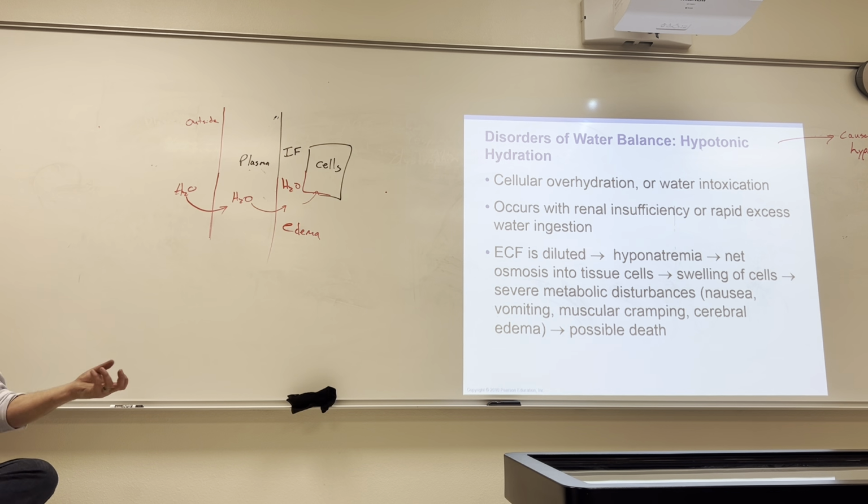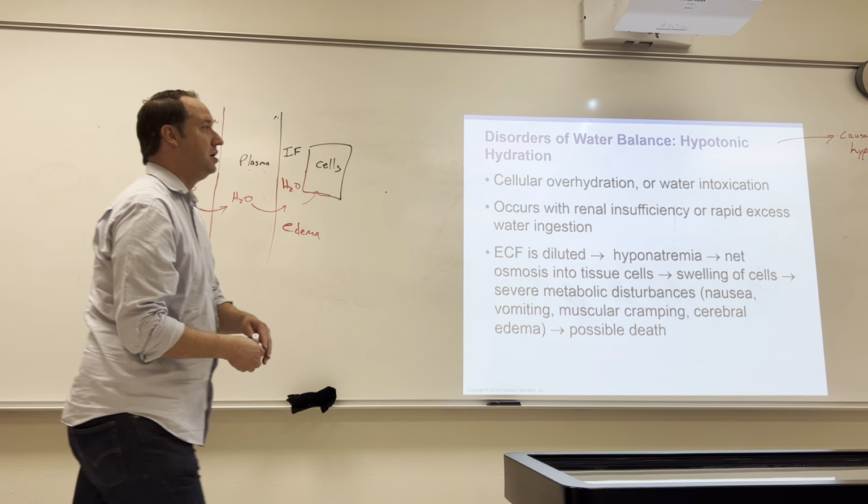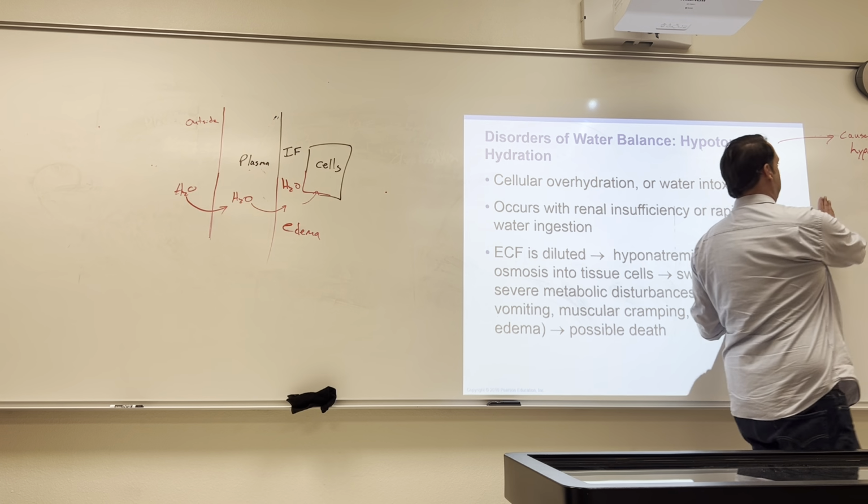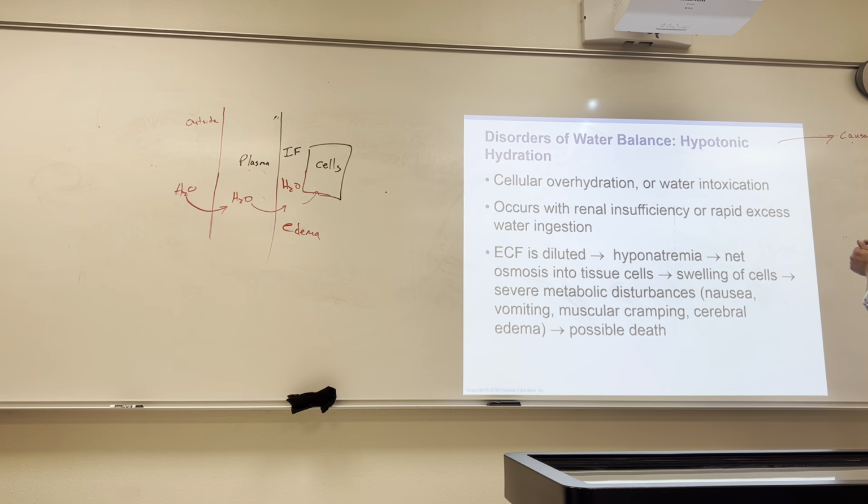So the opposite happens here. Hypotonic hydration causes hyponatremia, which is the blood being too diluted. Hyponatremia is nearly always hypotonic hydration. That's not enough sodium in the blood.